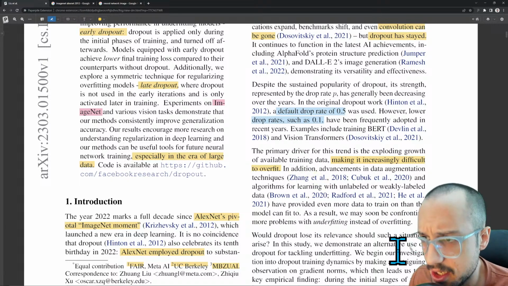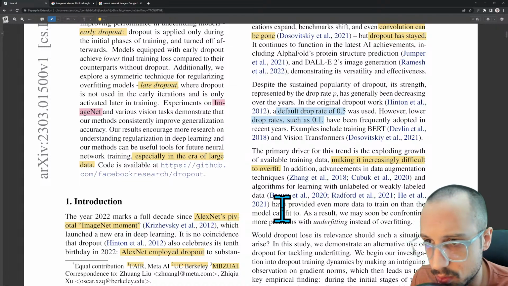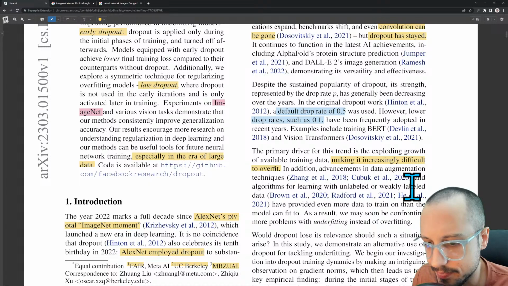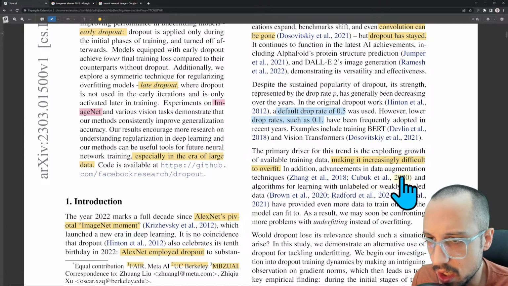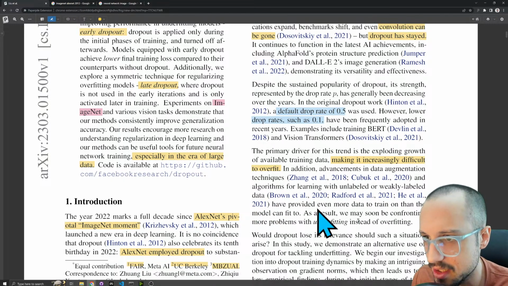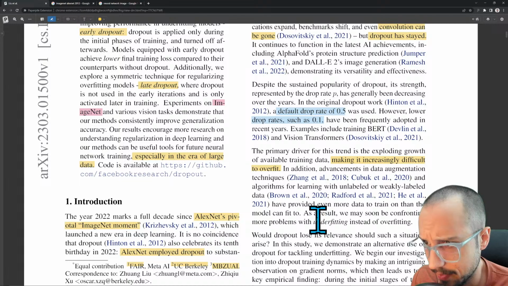Advancements in data augmentation, so things like right-left flipping, masking out things, brightness, contrast, perturbation, there's different ways to do data augmentation as well. So other regularization techniques are kind of competing with dropout in terms of the best trick to use in a kind of a bag of tricks analogy.